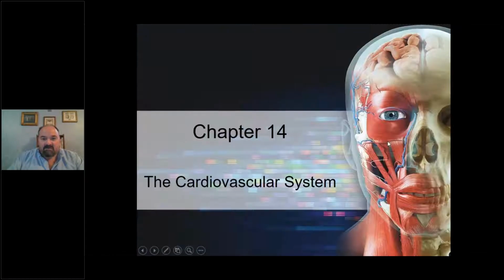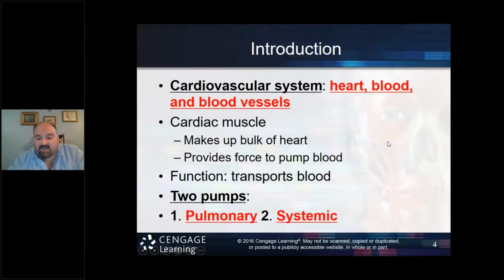We've actually had the opportunity in lab already to look at the heart and the blood vessels, and so we already have this information with us as far as the anatomy of the cardiovascular system. So now there's going to be a review, and there's going to be new information added.